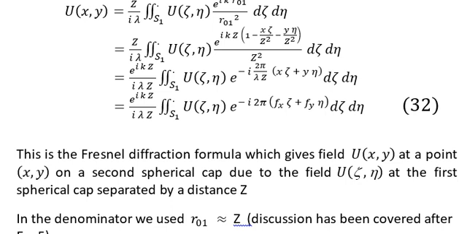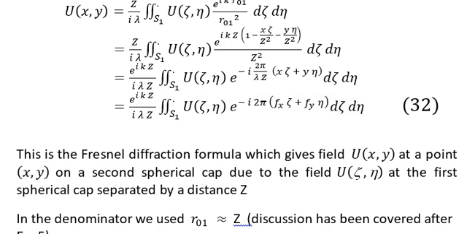So you know that if you recall the last step, the integral is nothing but the Fourier transform of the quantity u of zeta and eta. So the integral provides you the Fourier transform of the field at the input spherical cap. The Fourier transform of this quantity will provide you the field at the right spherical cap.